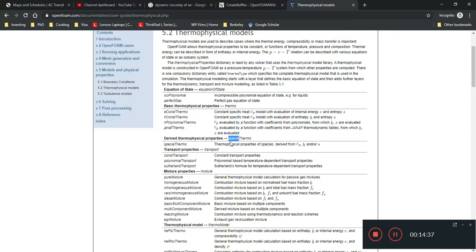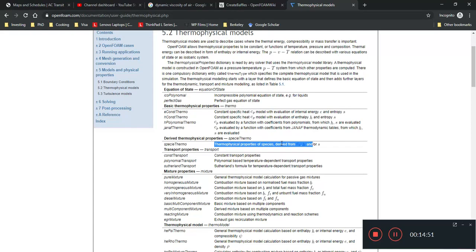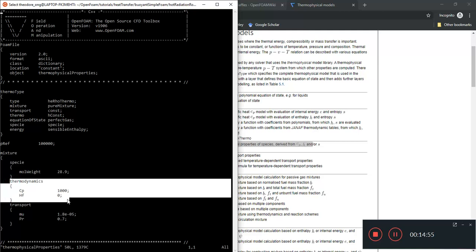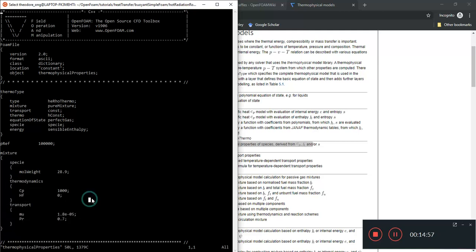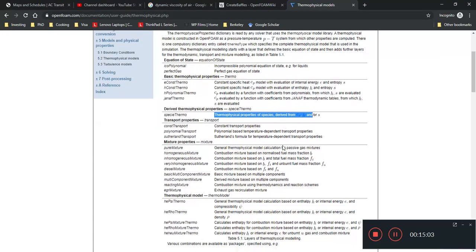So this is a derived thermophysical property. This says that thermophysical properties are based on CP, H, and RS. What this is saying is that, based on this thermodynamic model, you calculate everything else. So that is that. Let's go for energy.